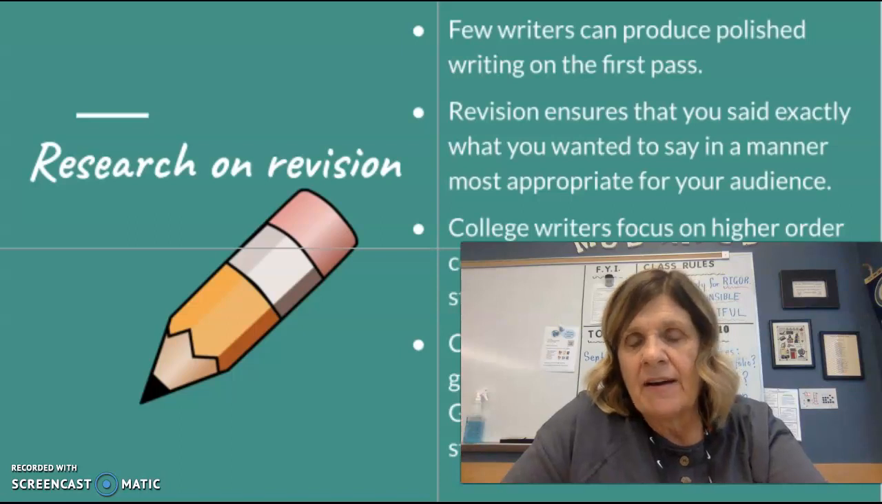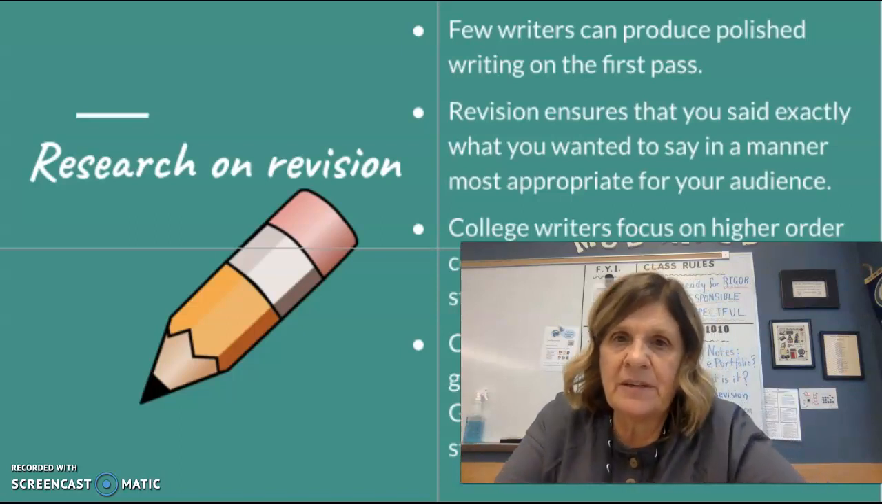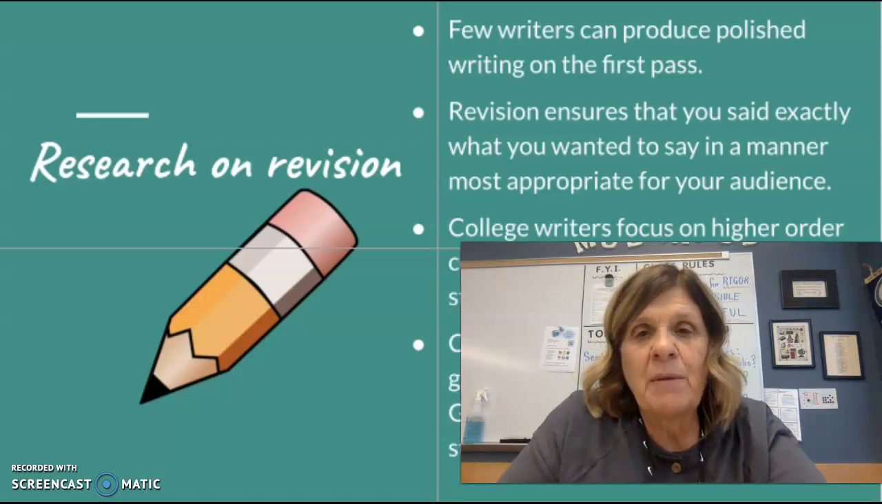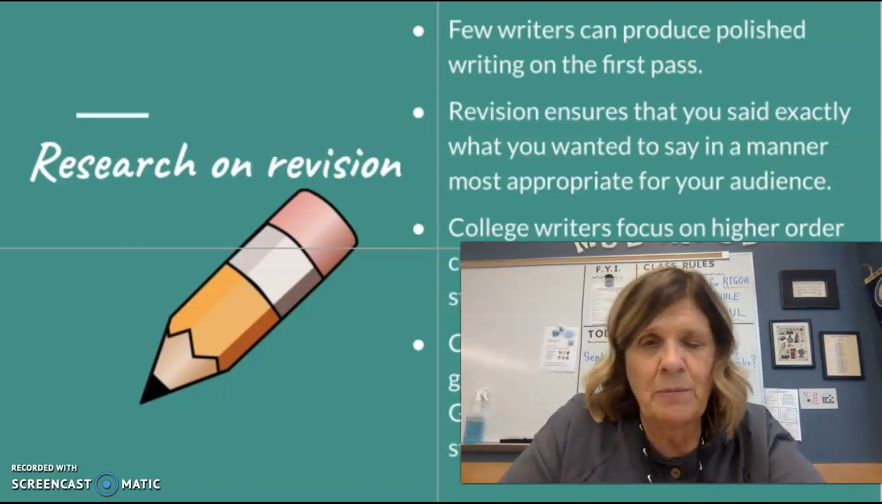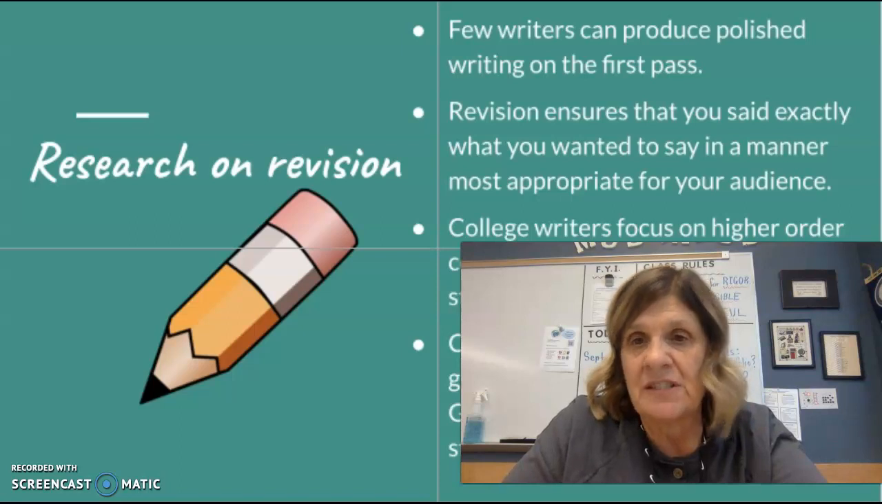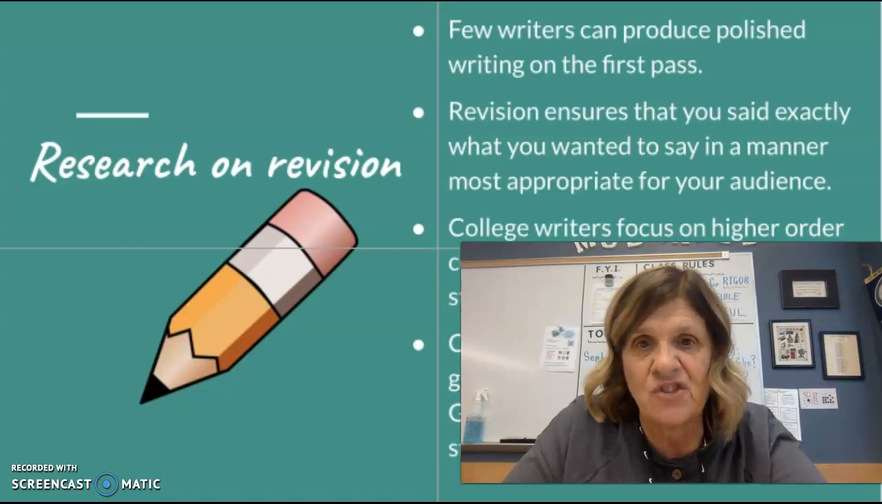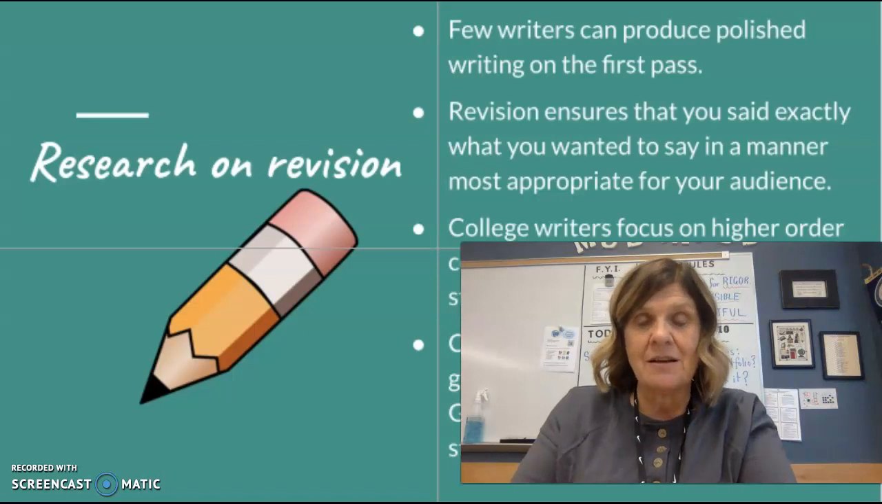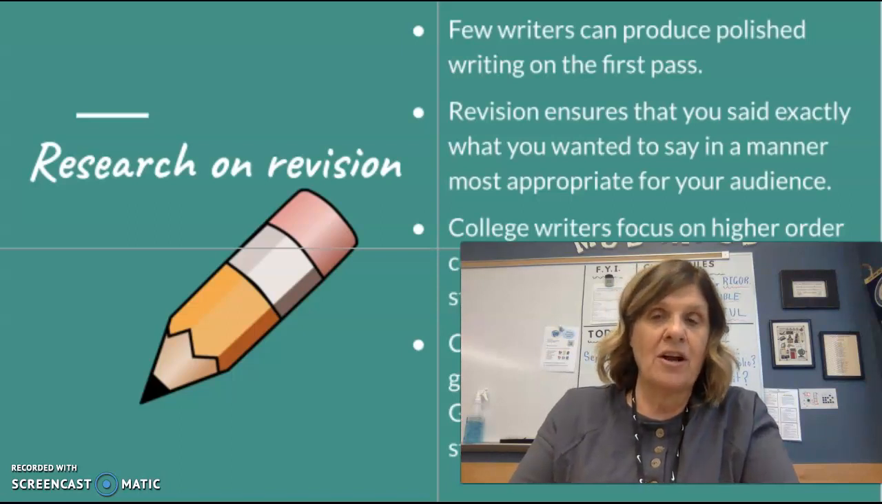I'm not going to take a lot of time on this one because you can read it for yourself. But remember that college writer, the third bullet point I want to point out: college writers focus on higher order concerns, meaning support, structure, clarifying, and logic. Those are big, hard things to fix, whereas error hunting is an easy thing that we can take the last 30 minutes and do.